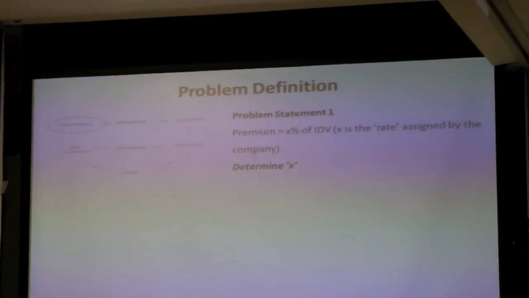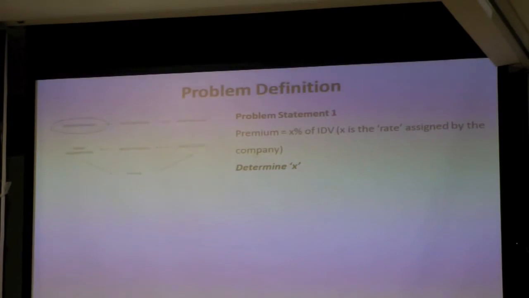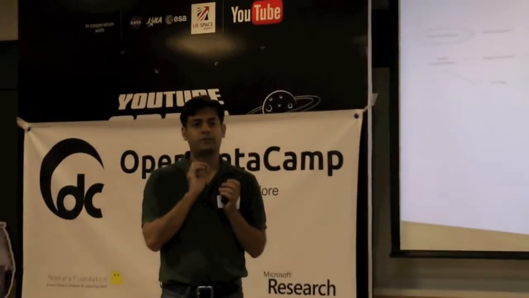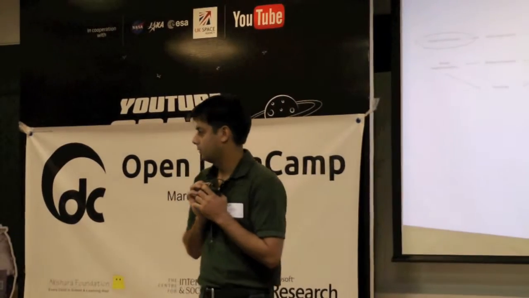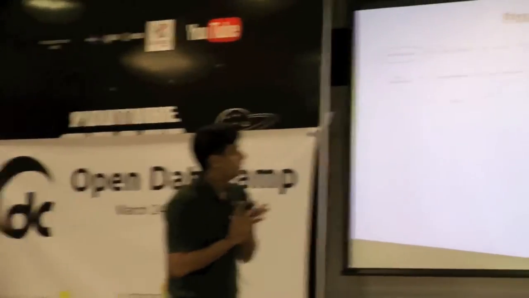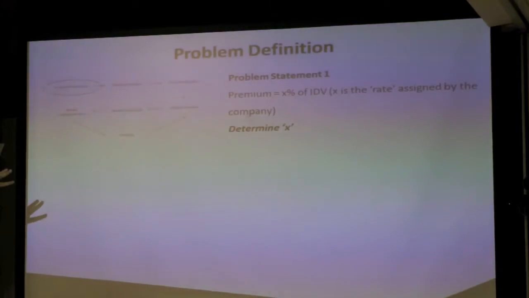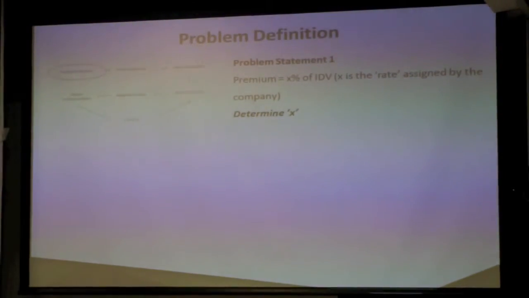This is basically the problem that was given to us by the business. Your premium is what the insurance company is charging for insuring the car. So this is what you're paying to the insurance company. It is X percentage of IDV. So premium is a fixed percentage of the value that you've declared for your car. This X is the rate that is assigned by the company. Essentially, what we have to do is determine the optimal level of X.